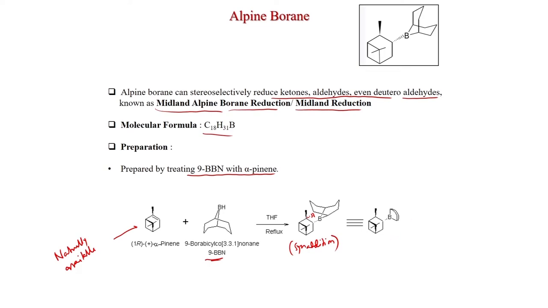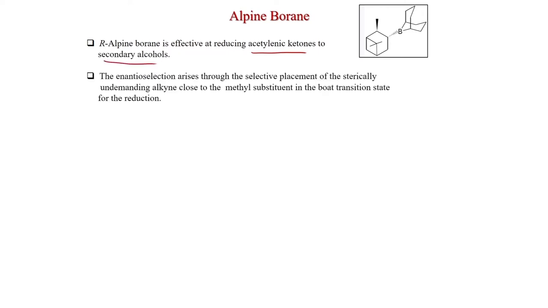So, this is Alpine borane. R-Alpine borane is effective at reducing acetylenic ketones to secondary alcohols. The enantioselectivity arises through the selective placement of the sterically undemanding alkyne close to the methyl substituent. So, there is a methyl here in the boron transition state for the reduction.